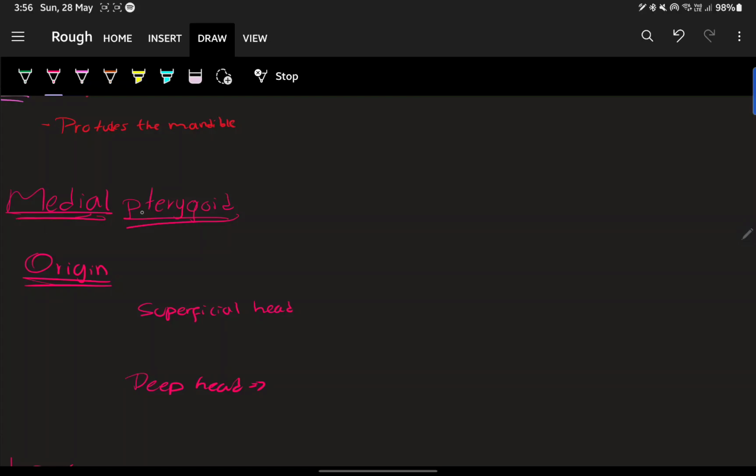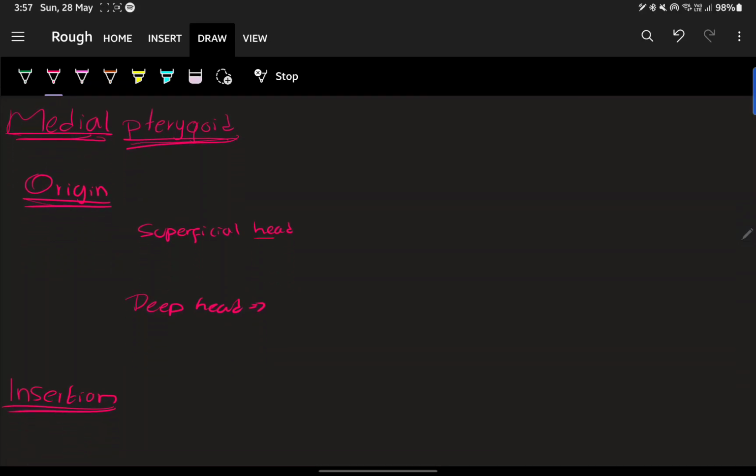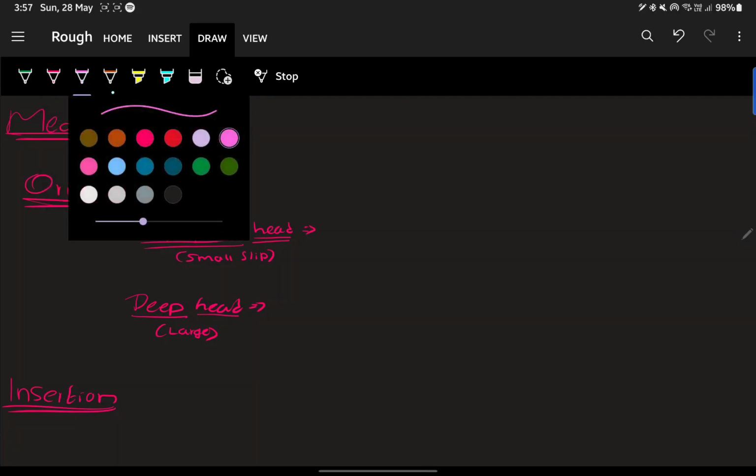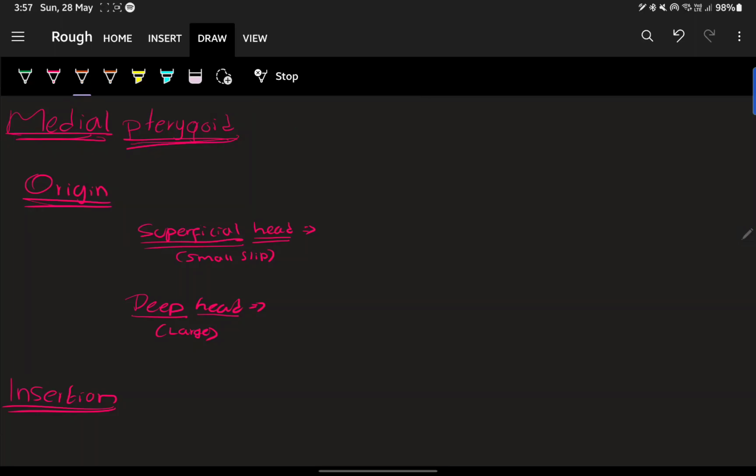Now coming to the medial pterygoid. So the origin, it has again two heads: superficial head, which is a small slip, and the deep head, which is quite large compared to this superficial head. Okay, this is really small, so you can call it a small slip. And this is large.